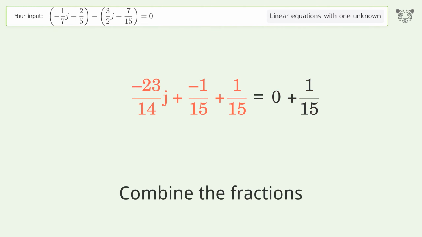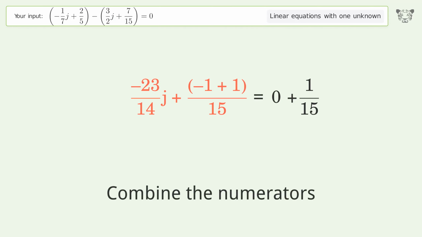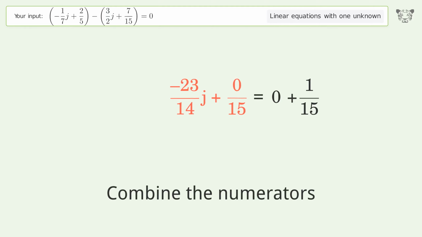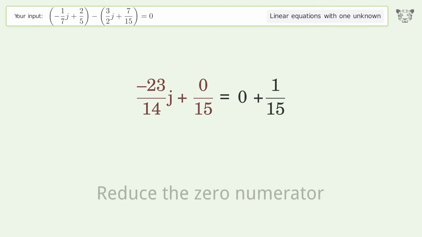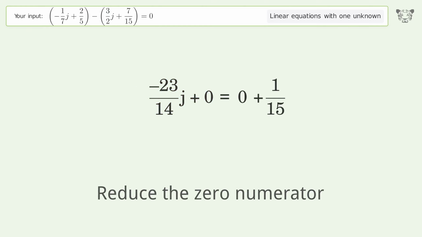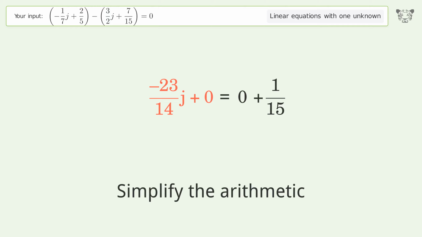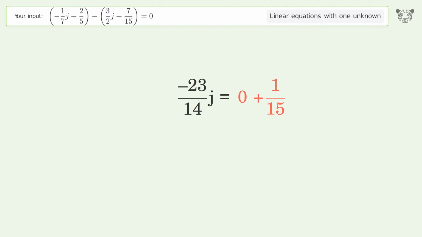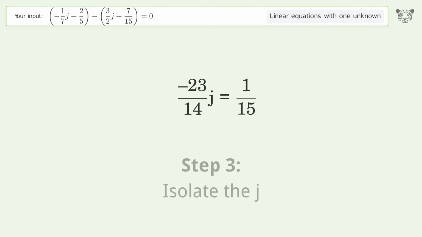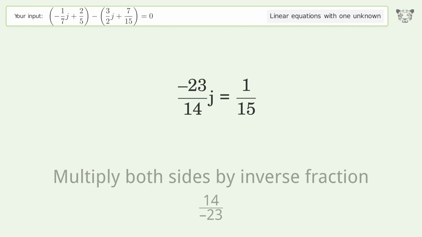Combine the fractions. Combine the numerators. Reduce the zero numerator. Simplify the arithmetic. Isolate the j. Multiply both sides by inverse fraction 14/-23.